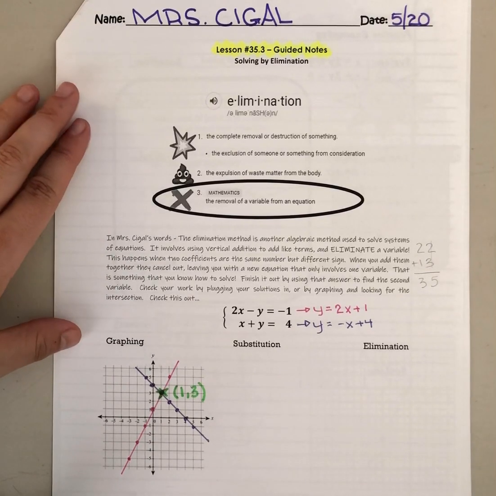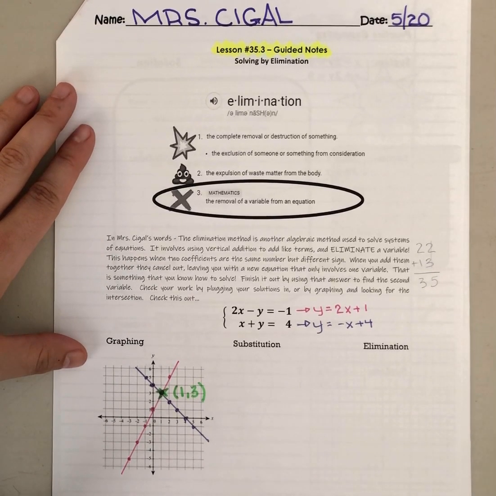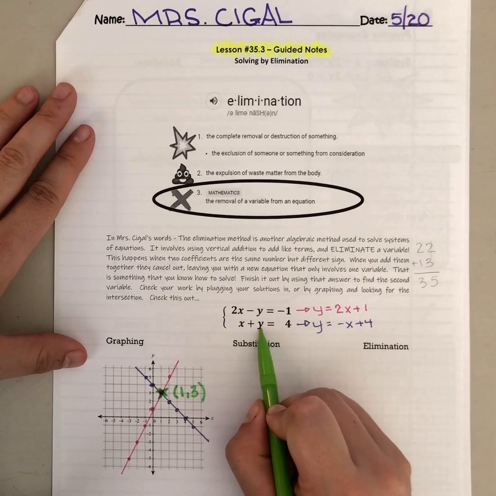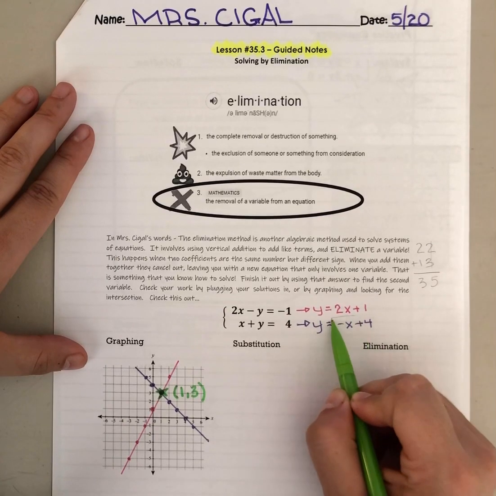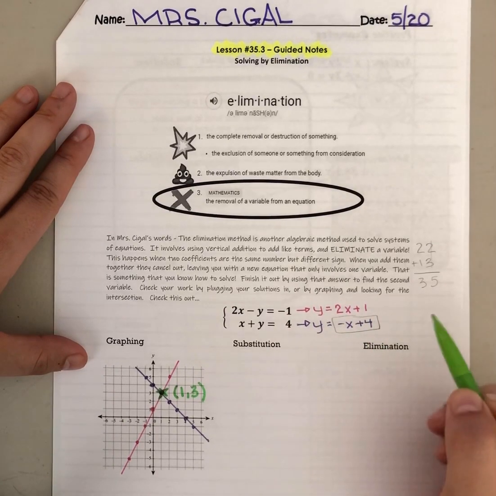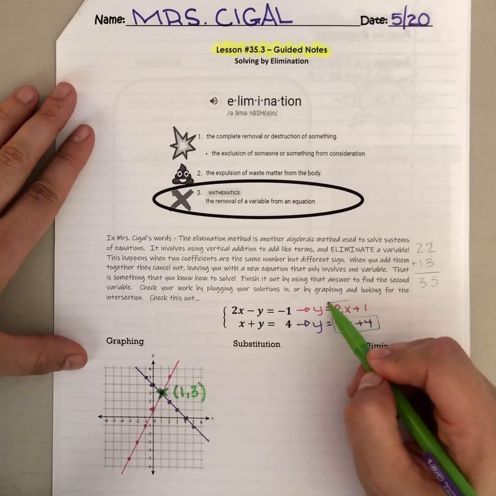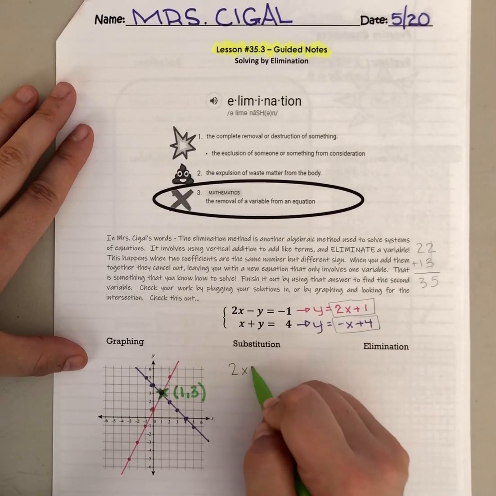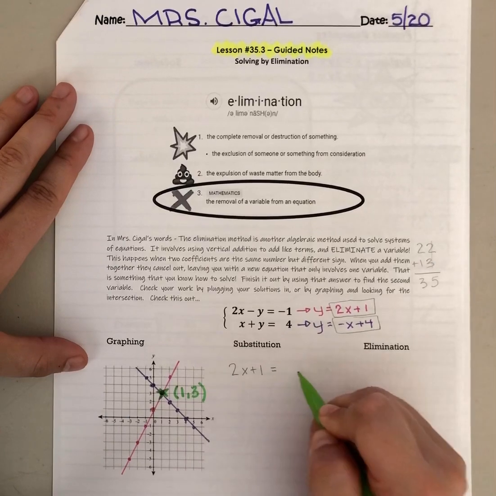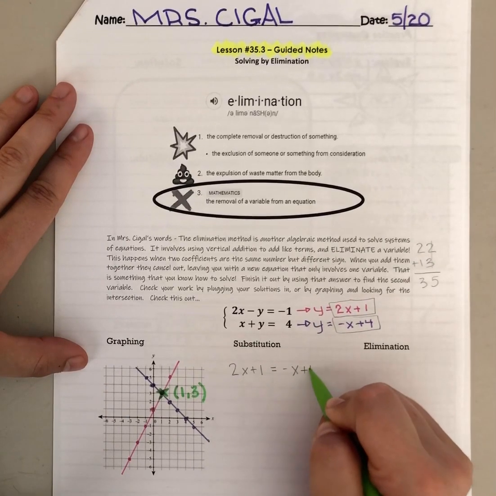Substitution says we need to get one of the variables alone in one of the equations. So let's say we had solved this one for y and we got this, right? So we would say, well, if y equals all of this stuff, actually, let's say we had them both alone. We're going to set it equal to this one. So we would have 2x plus 1 equals -x plus 4.